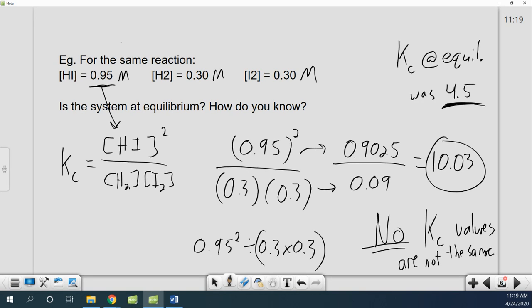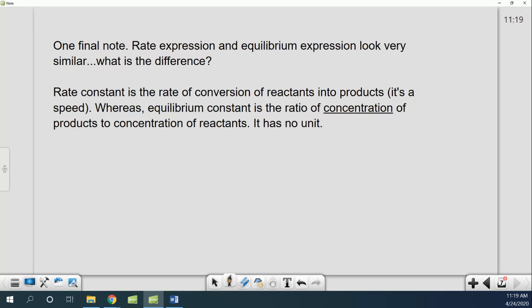So this particular set of chemicals would continue to react and would continue to change until the Kc was 4.5. So you'd end up losing HI, like losing from the numerator, gaining from the denominator until that fraction worked out to be exactly 4.5. That's why Kc is kind of so powerful, because it lets you solve that kind of stuff.